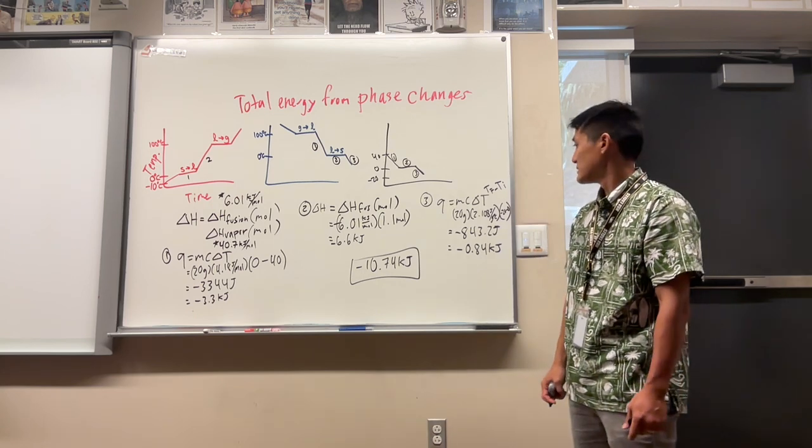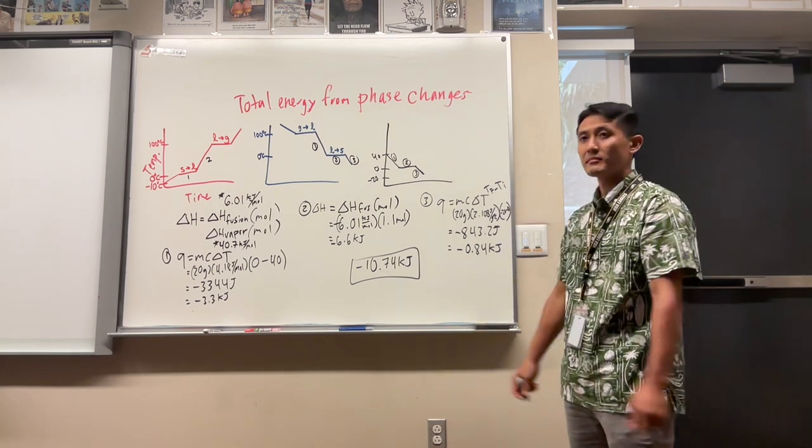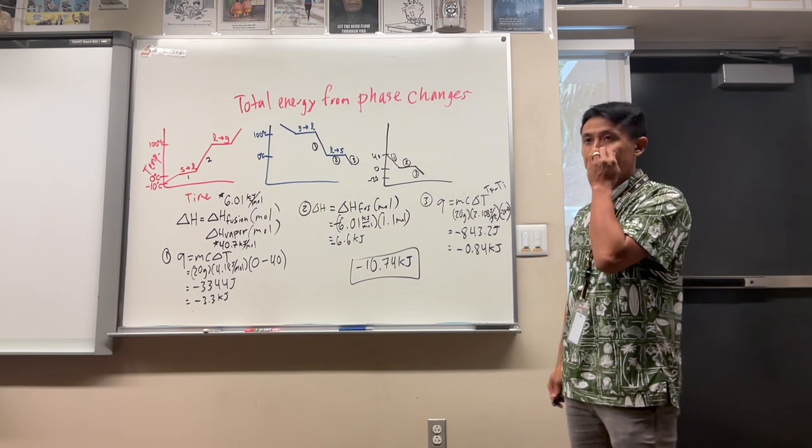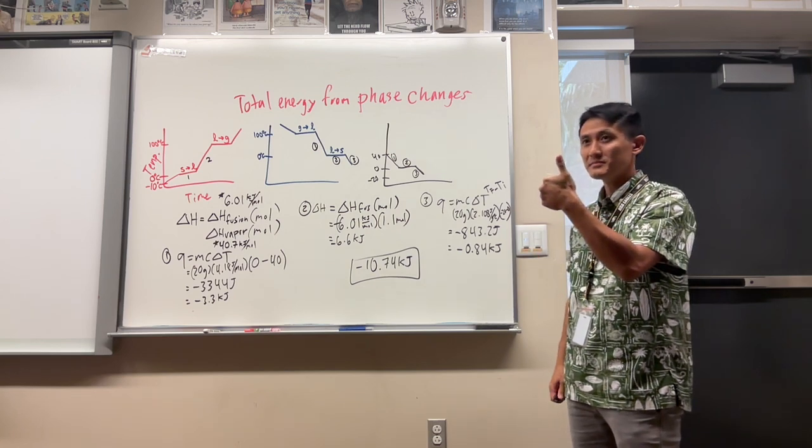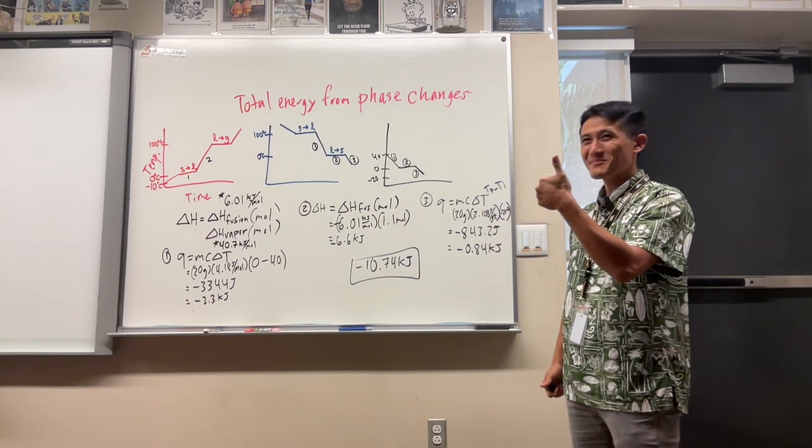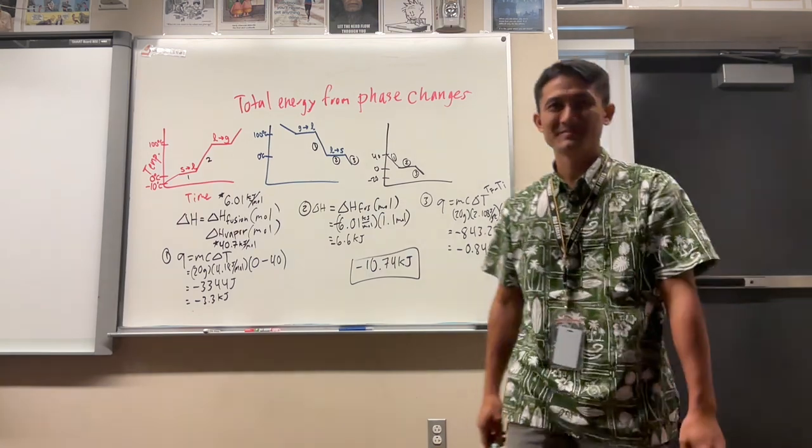Let's check our answer. 10.7 is good. Okay, how do you feel? Pretty easy? Ready for the 5 step? Okay, try the next one on your own. The 5 step.